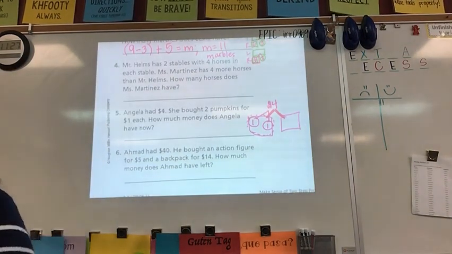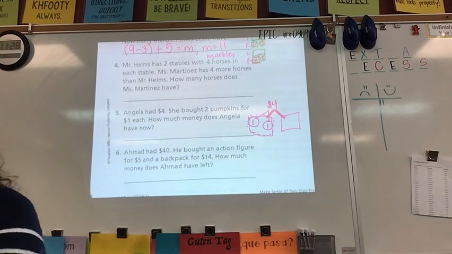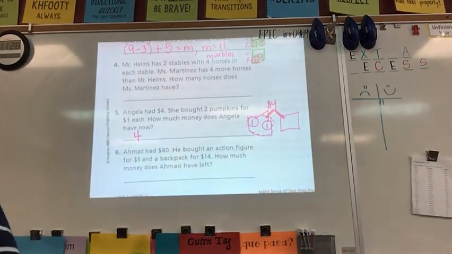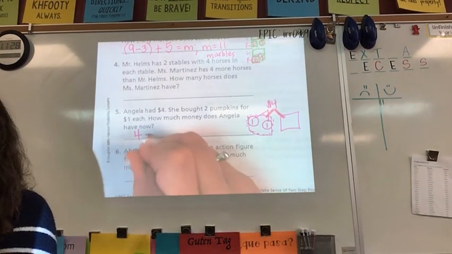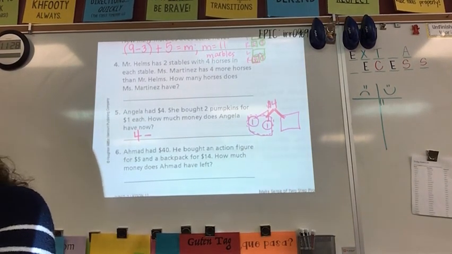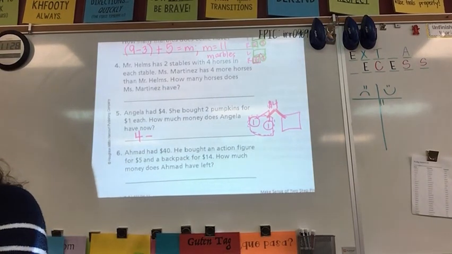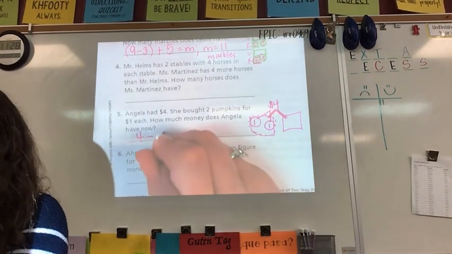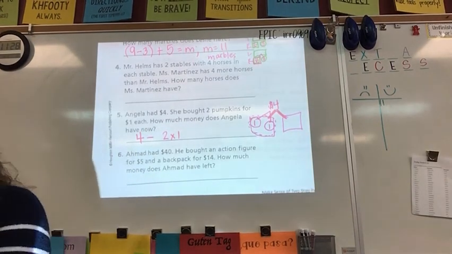Who can tell me what you did first on this problem? Brielle: I did 4 minus 2. Where did you get the 2? So I agree, we're going to have to start with 4 because she started with $4. I got 2 because it says she got 2 pumpkins for $1 each. So how can we represent, I've got it in my picture as 2 groups of 1. How would I represent that? So you would do 4 minus 2 times 1. Good. 2 groups of 1, or 2 times 1.